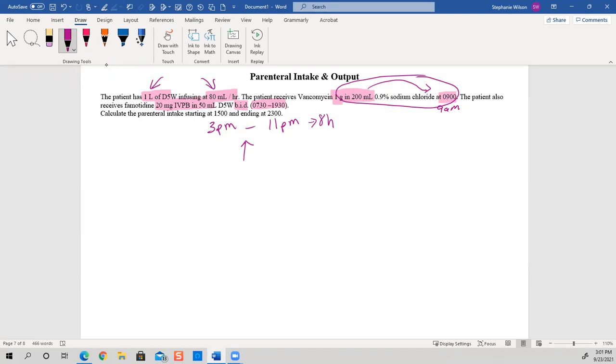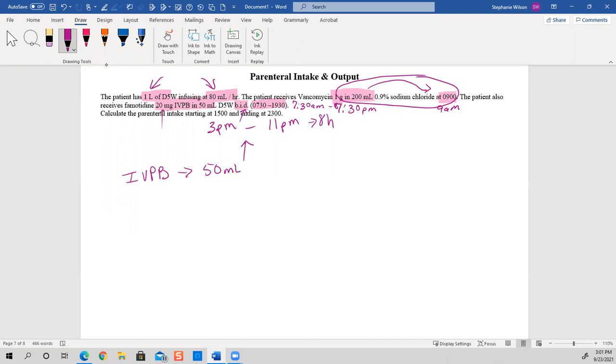All right, so we said it's twice a day, right? And it's during the window 0730 to 1930. So that means 7:30 a.m. to 7:30 p.m. All right. So only part of this fell within the 3 p.m. to 11 p.m. So that means we're going to calculate one of the piggybacks. So we're only going to calculate 50 milliliters of one of the piggybacks.